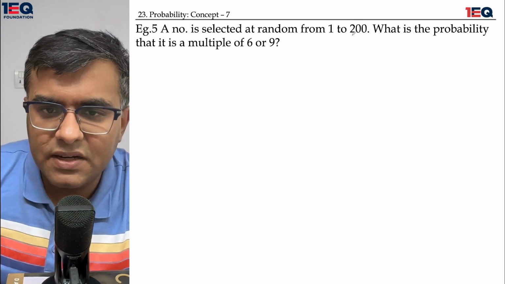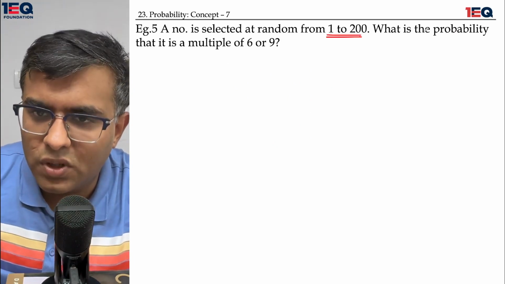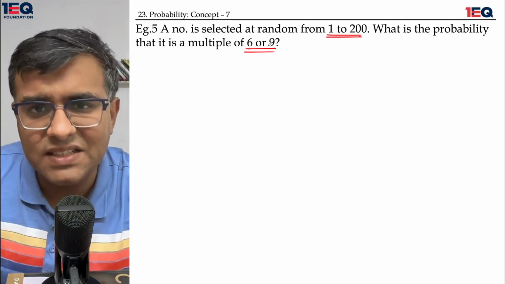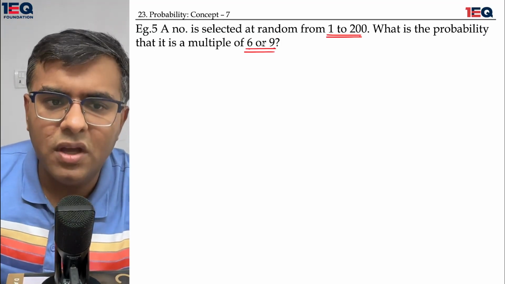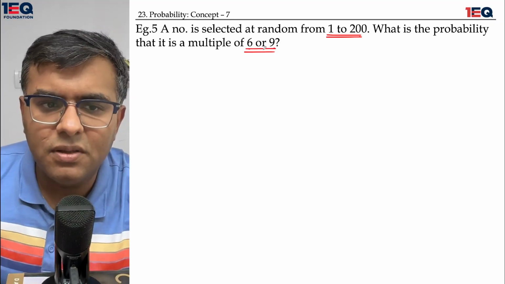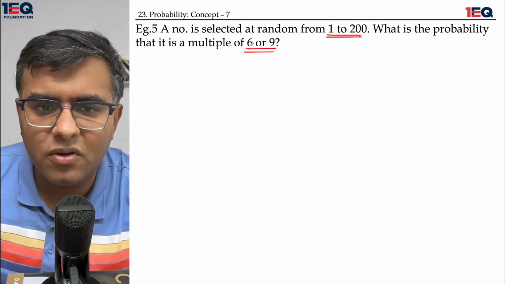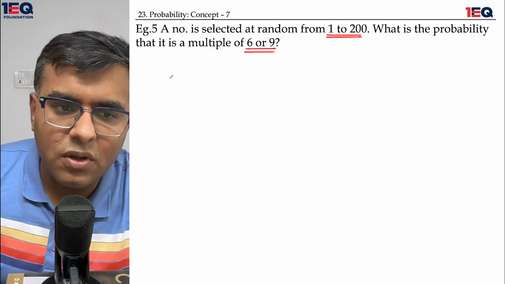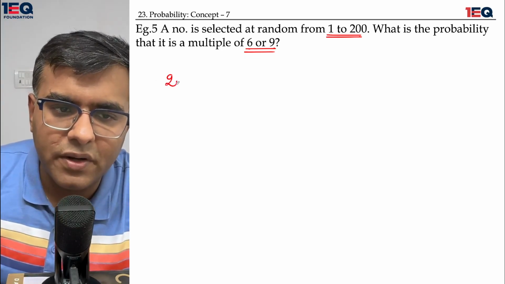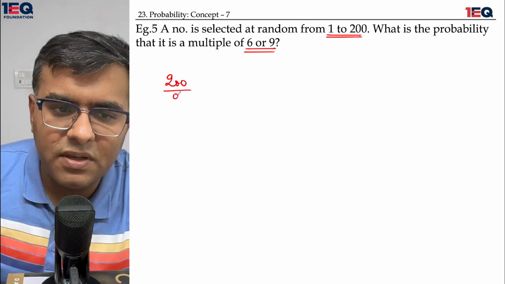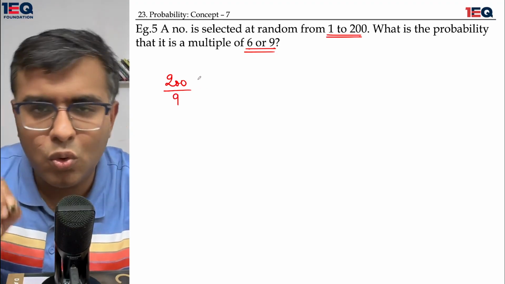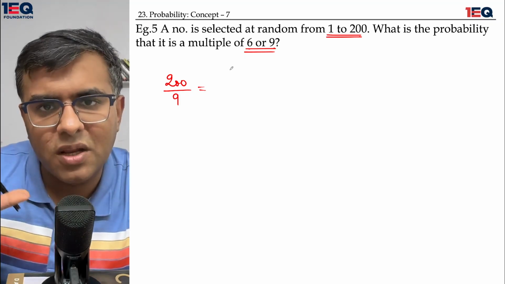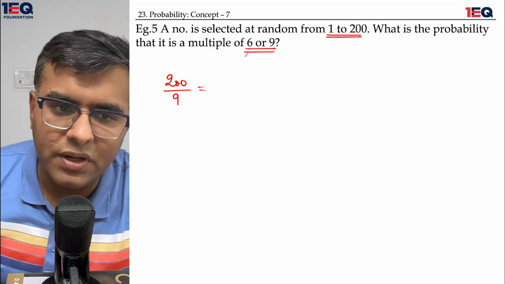A number is selected at random from 1 to 200. What is the probability that it is a multiple of 6 or 9? Okay, we need to tell the probability of it being a multiple of 6 or 9. So if I need to find all the multiples below 200 which are divisible by 9, I'll simply do 200 upon 9. Whatever the quotient is, that is the total number of multiples which are below 200.